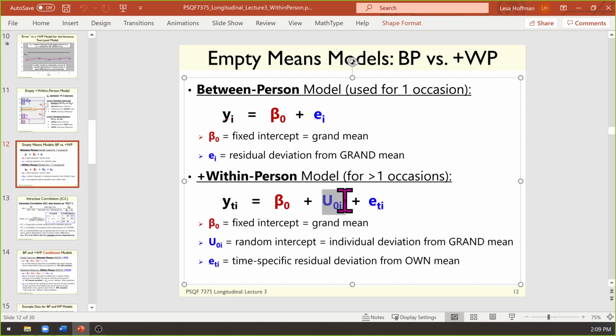U sub 0, it's sub 0 to go with beta 0. So that's the idea that this is an intercept. It gets an i because each person gets their own U. So U is a person thing.